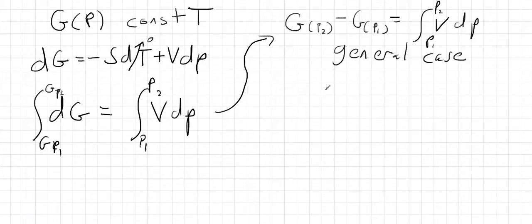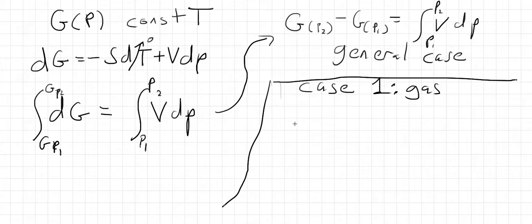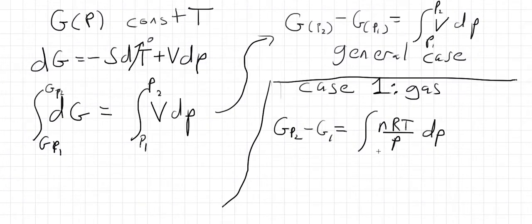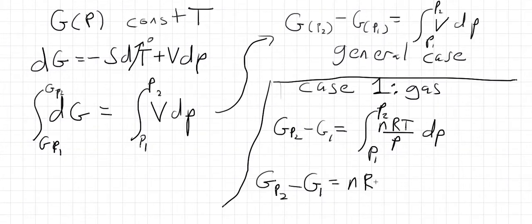Well, we can imagine a situation where, let's do a case where we're looking at a gas. Well, if we're doing a gas, then we can use the ideal gas law. So we can say that the difference between G at P2 and G at P1, well, we can just replace V with nRT over P when we're integrating from P1 to P2. And we already stipulated that we were working at constant temperature. So we can pull out the nRT. Those are all constants. And we just have the integral of dP over P. So we're going to end up with the log of P2 over P1.